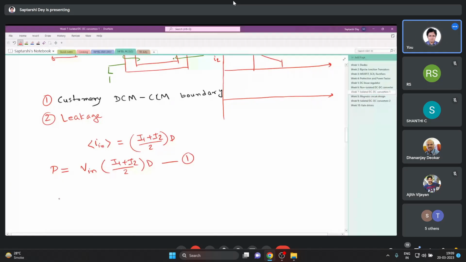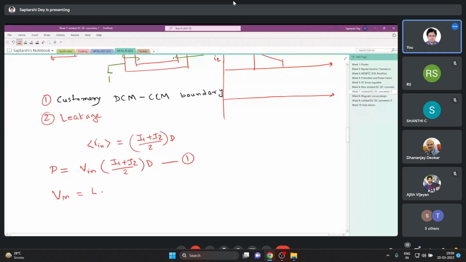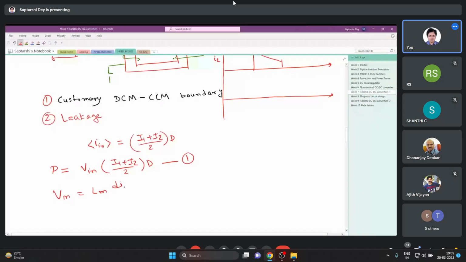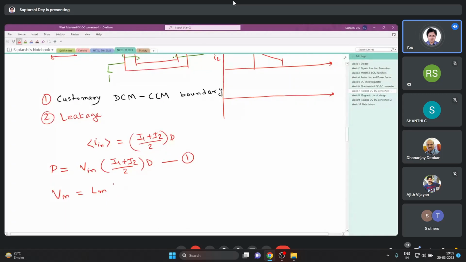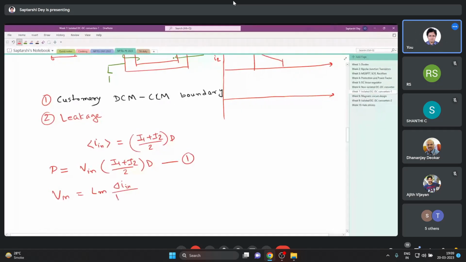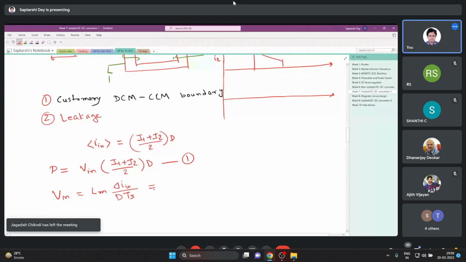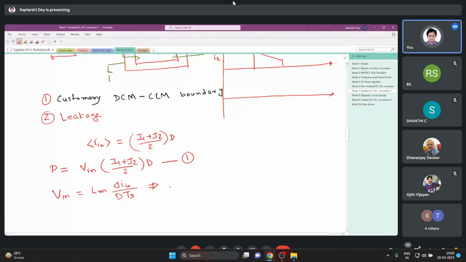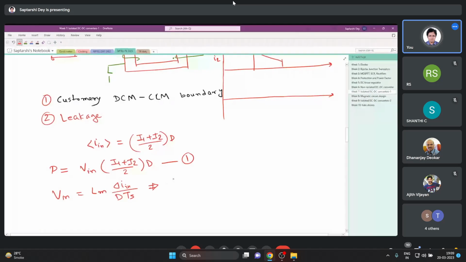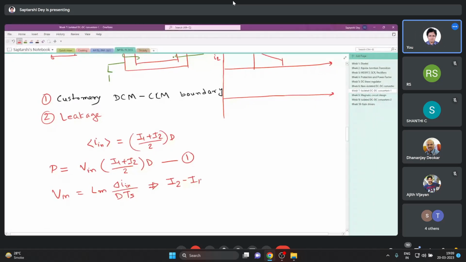Another equation is V in equals Lm times, if I write as delta I, since it is linear, delta I in by dTs. So what is delta I? Delta I is nothing but I2 minus I1, which comes out to be V in dTs by Lm. Lm is the magnetizing inductance.